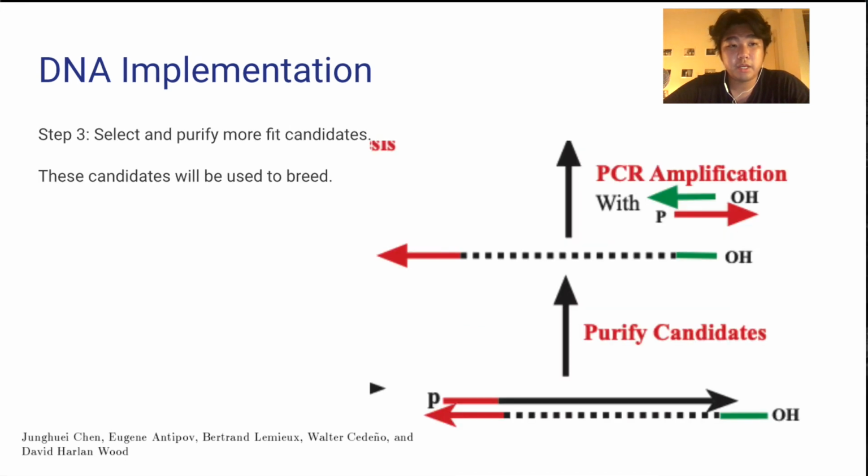So step 3, we're going to select and purify more fit candidates. The purification is the process of removing the target strand from the candidates as we did in the previous step. And then these candidates will be used to breed. I'll also go into more detail about the purification process after the overview.